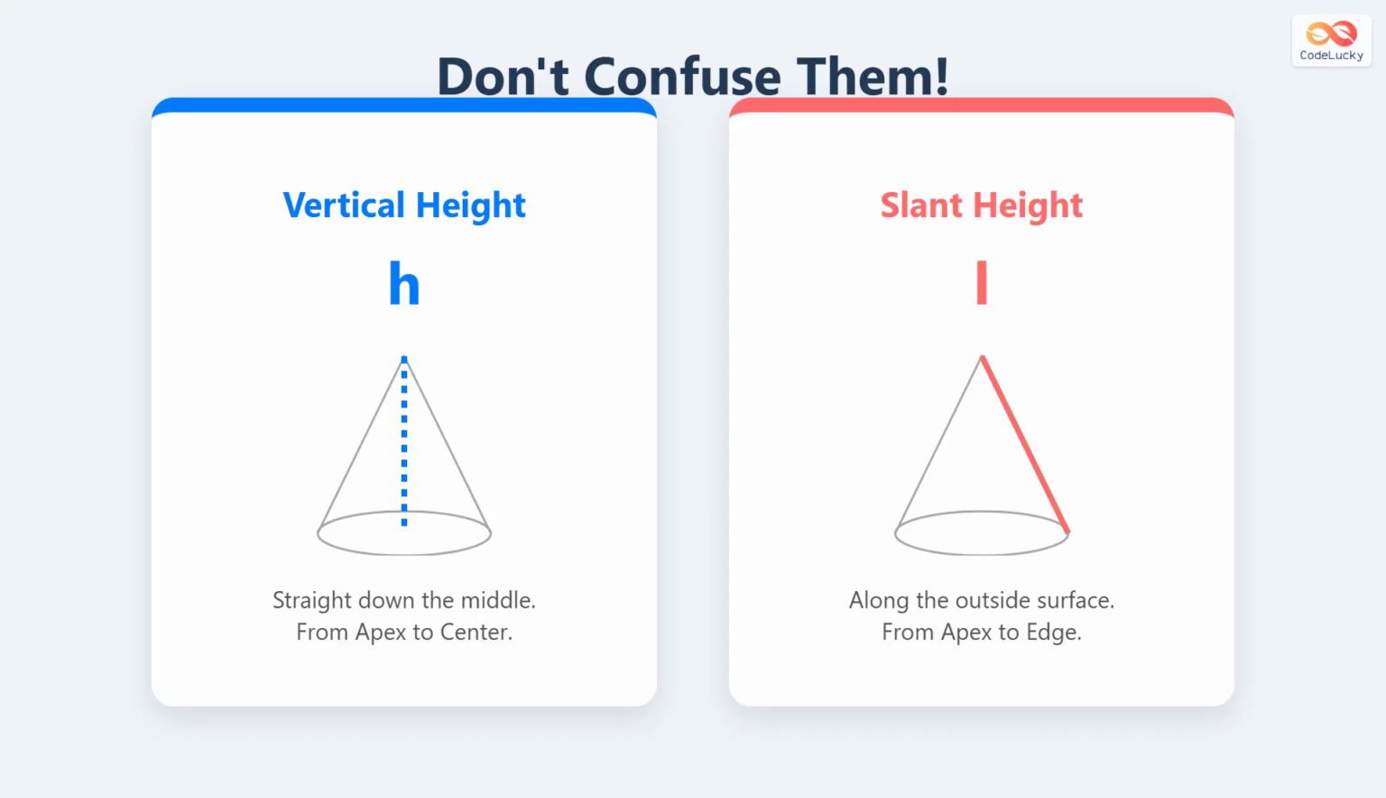It is very important not to confuse slant height with vertical height. The vertical height, h, is the internal distance straight down the middle. The slant height, L, is the external distance along the slope. Think of vertical height as how tall the cone stands, and slant height as the distance you would slide down the side.